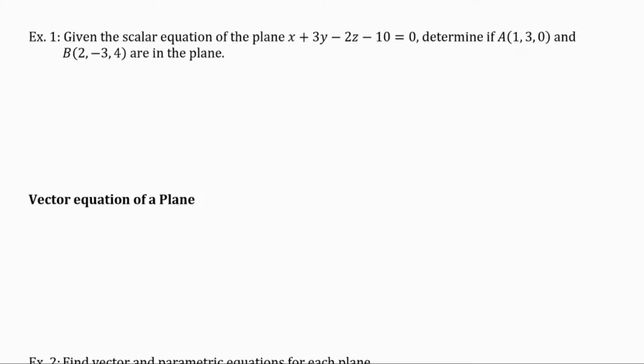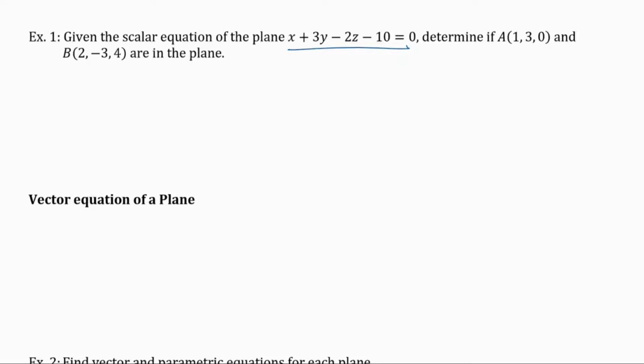Okay, so first question, here you go. Given the scalar equation of the plane, x plus 3y minus 2z, okay? And this is something that we want to get used to: how do I know that this is a plane and not a line? So when I see this scalar equation, x plus 3y minus 2z minus 10 equals 0, that's a scalar equation.